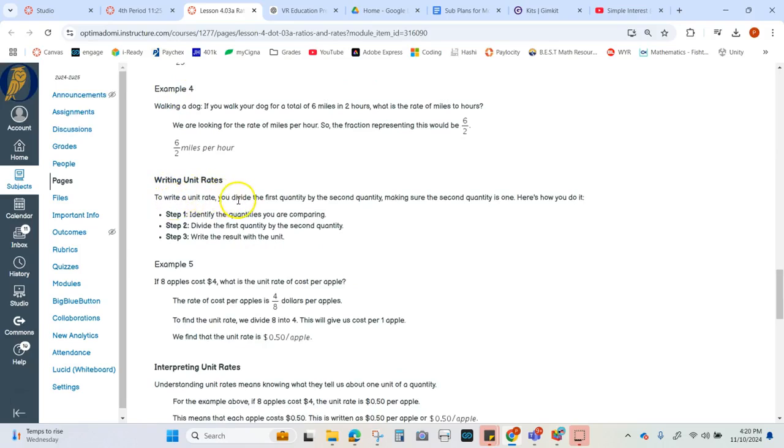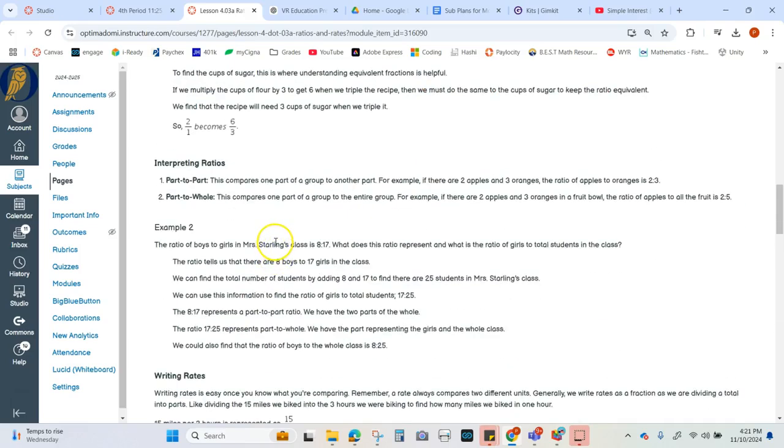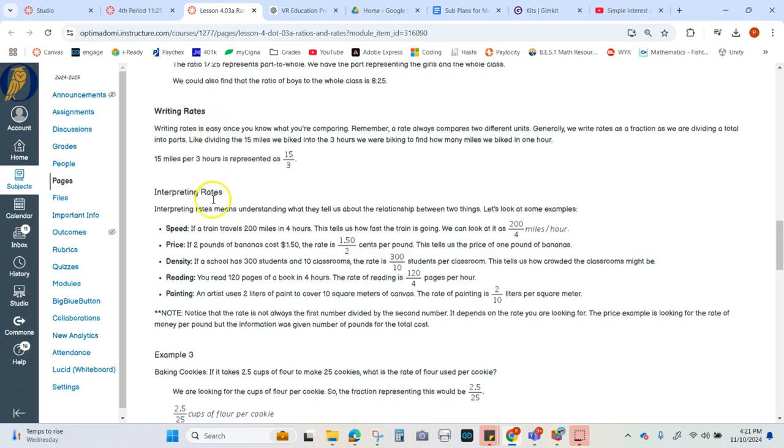To write a unit rate, you divide the first quantity by the second quantity, making sure the second quantity is 1. Here's how you do it. Step 1, identify the quantities you're comparing, just like we do for ratios. Step 2, divide the first quantity by the second quantity. Step 3, write the result with the unit. So rates and ratios literally are the same thing, but rates have to do with like miles, hours, distance. They have the word per in them, but they're pretty similar.